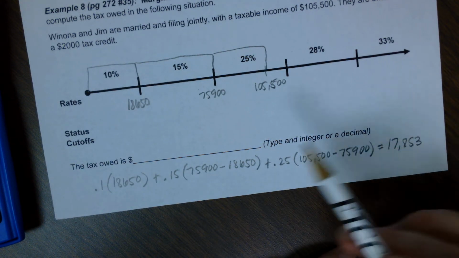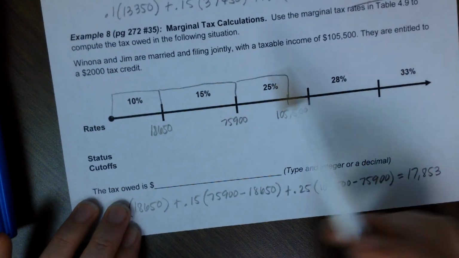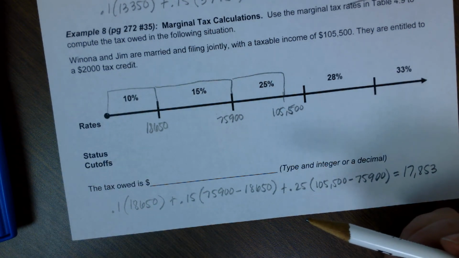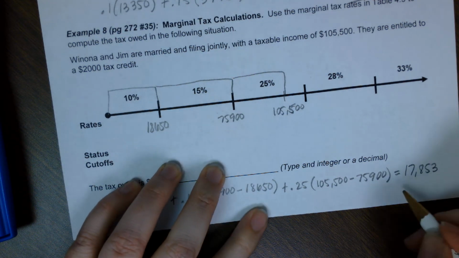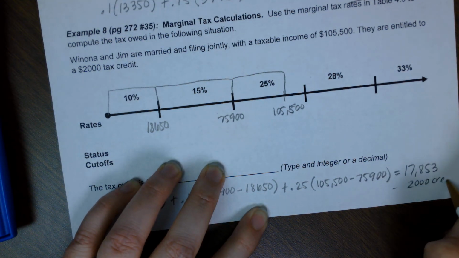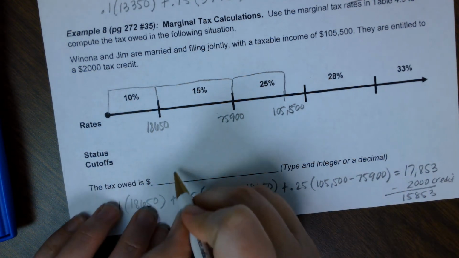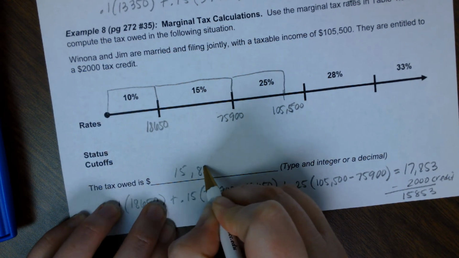Okay, so this is how much they would owe based on their income. But they have a $2,000 tax credit. So again, this is a credit saying, okay, I'm going to say that you've already paid this. So if we take off that $2,000 credit, it brings it down to 15,853.